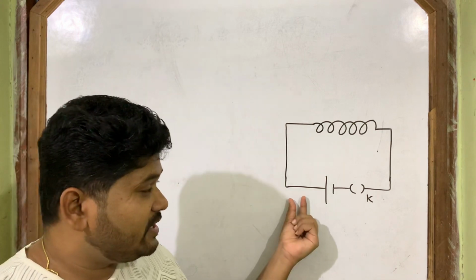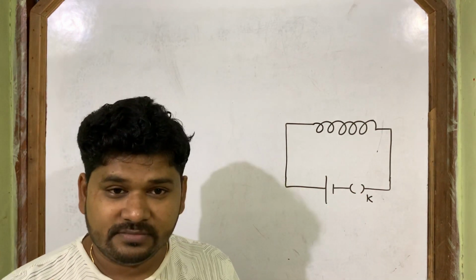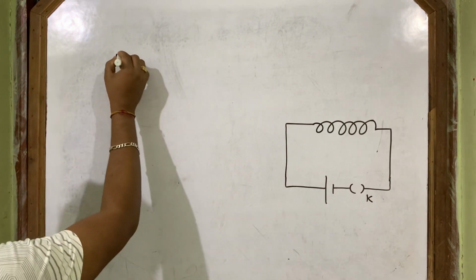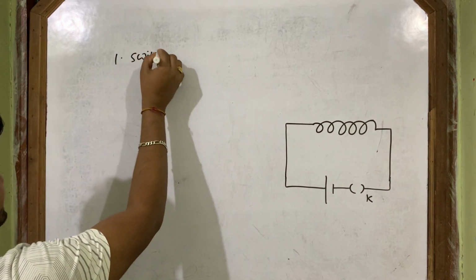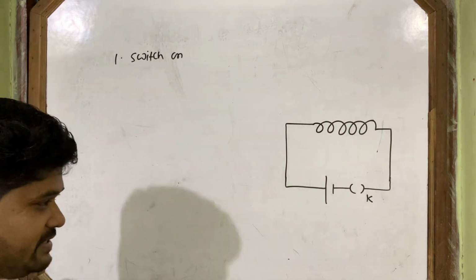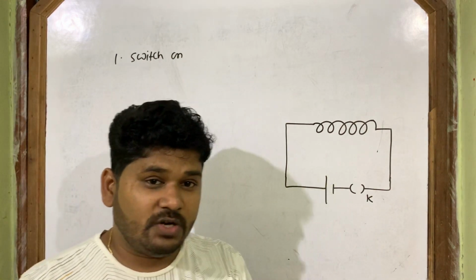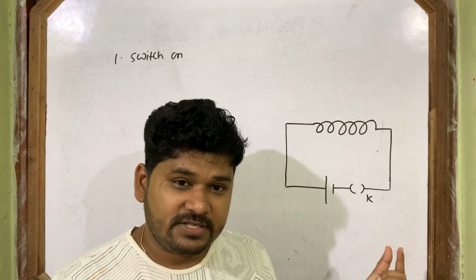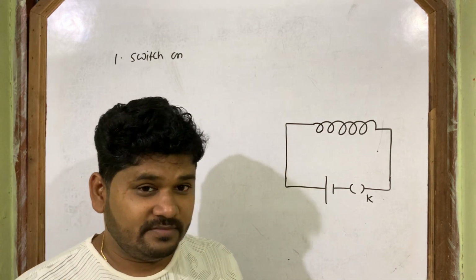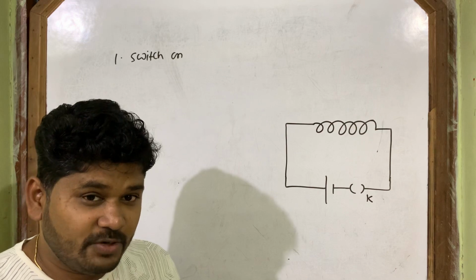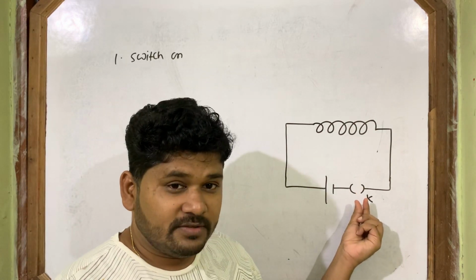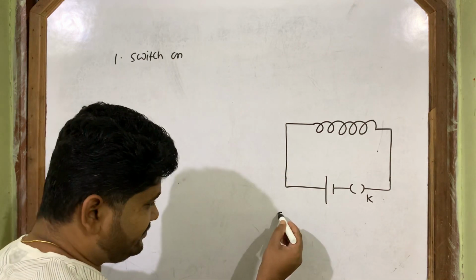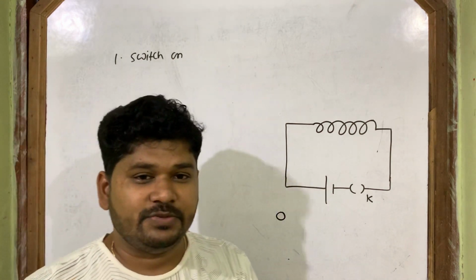But how do we get the current? We have to switch on. So first step, switch on. Then what happens? Let's discuss. When the switch is on, does the current suddenly become constant? No. Before switch on, what was the current in this circuit? Zero. The current in the circuit was zero.